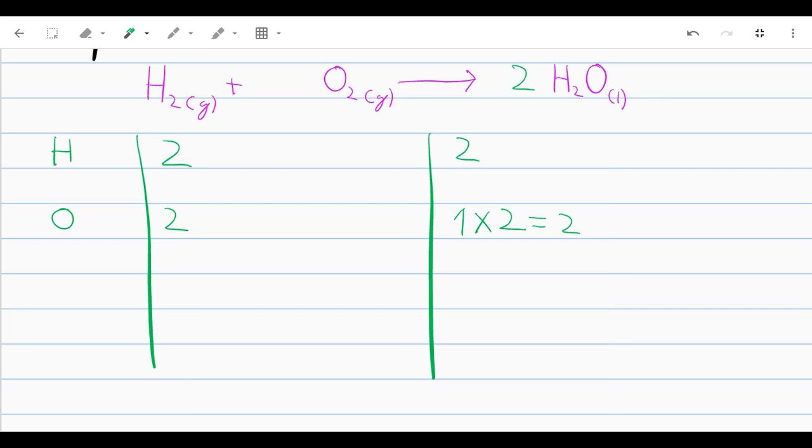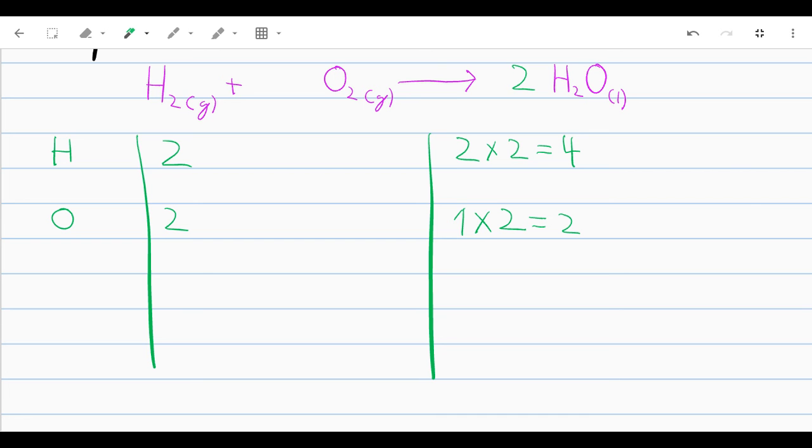Now this is going to change the balance of the hydrogens. Now I have not 2 hydrogens, but I have 4 hydrogens because there's 2 hydrogens in each water molecule and there's 2 water molecules. So I have 2 groups of 2. I have 4 hydrogens on the product side. And that's okay because in order to balance chemical reactions, sometimes you do have to unbalance things that are already balanced. But I can bring this right back in line.